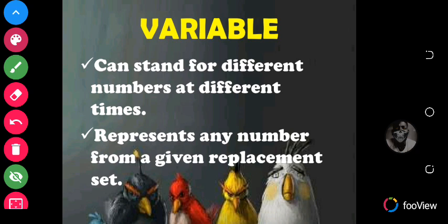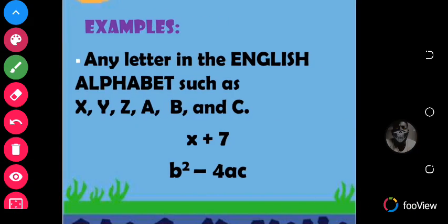So you shouldn't be new to the term variable. A variable is just a letter in the alphabet. It could even be in the Greek alphabet, like, let's say, alpha. This is a Greek alphabet. So it simply stands in for a number. That's what a variable is. So examples of variables, we have x, y, z, a, b, c. So these are all examples of variables.